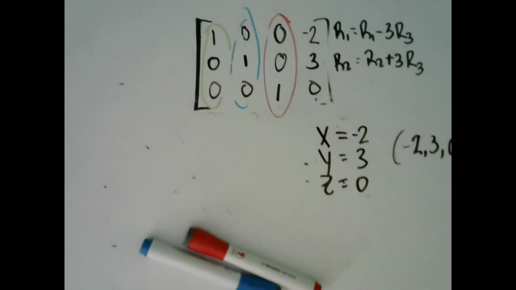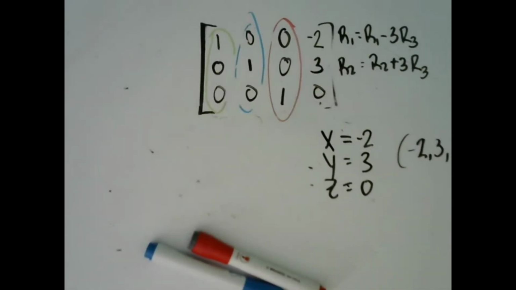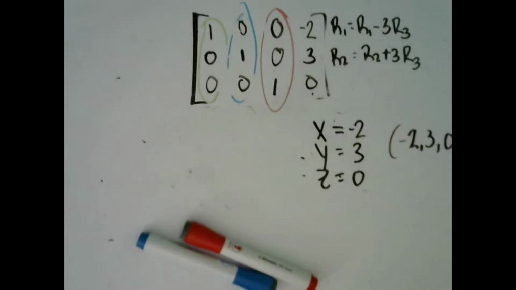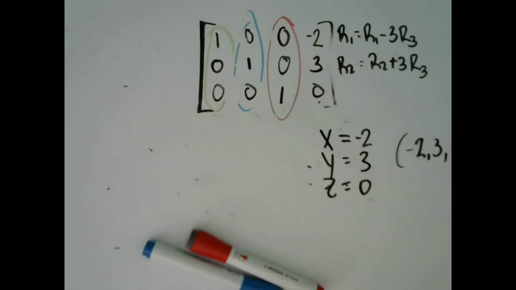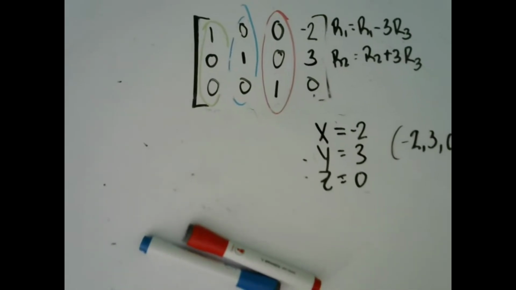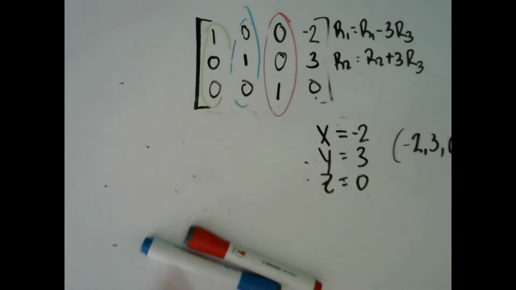The last examples that I want to show you in these video notes have already been solved, and I just want to demonstrate the difference between a dependent system and an inconsistent system, and really hone in on that vocabulary. So example 5 is a dependent system.